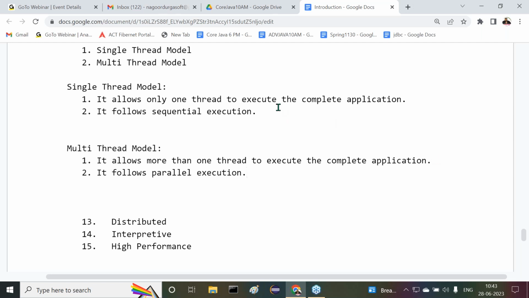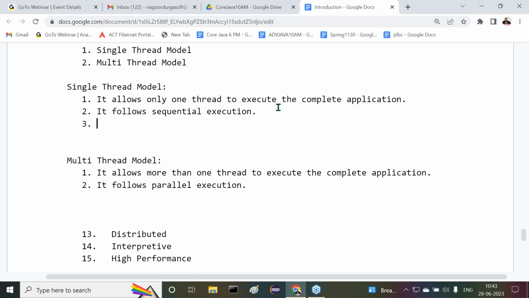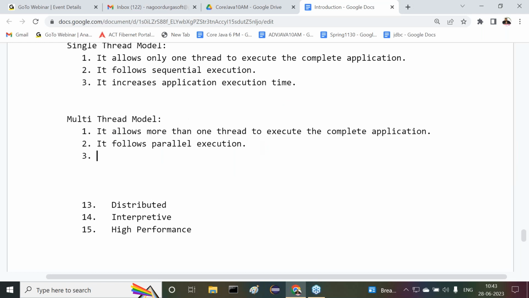That's okay, fine. Whenever it follows sequential execution, automatically it takes more execution time. Am I right or not? It increases application execution time. Right, sir. Now, what about this point? When it follows parallel execution, automatically it reduces application execution time.